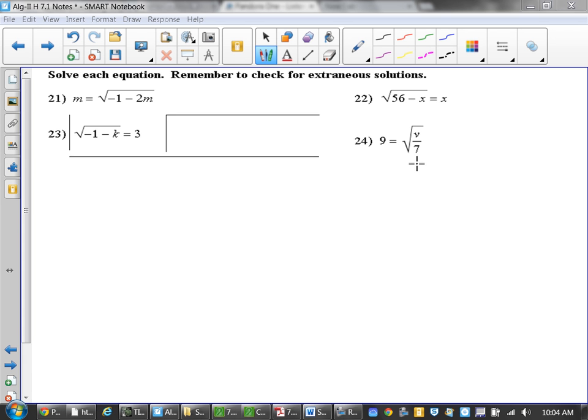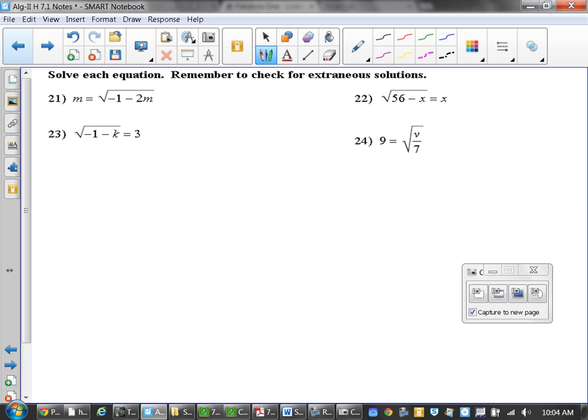So do the other two. Do those last two then, 23 and 24 there. You square both sides. You get -1 minus x is 9. Move the x, move the 9, you get -10. Okay. So now you substitute back in -10, you get -1 minus -10. You get 9. Square root of 9 is 3. Does it work? Yeah.